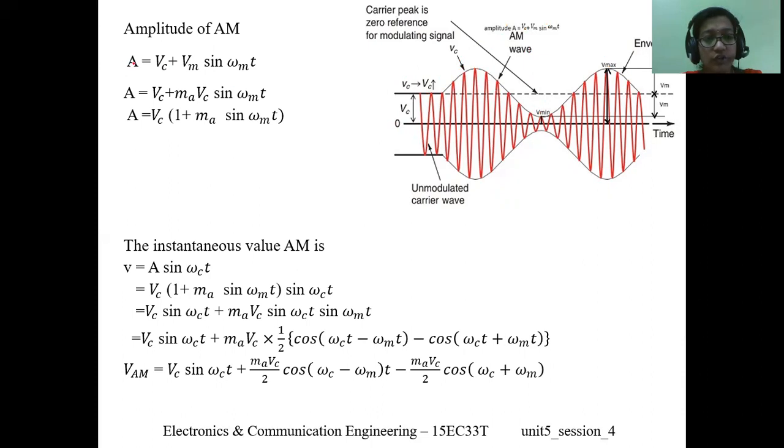So A, which we have taken as A, we can represent as VC plus the amplitude varying according to the instantaneous value of the message signal. That's why we have written A is equal to VC plus VM sin omega m t.